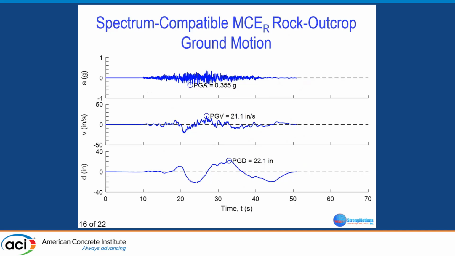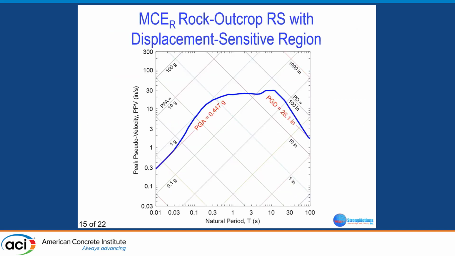So this is the acceleration history, this is the velocity history, this is the displacement history. You should always plot all three histories. Acceleration history tells you about the high frequencies, displacement history tells you about the low frequencies, and the velocity history tells you about the intermediate frequencies. So this history is compatible with this response spectrum.